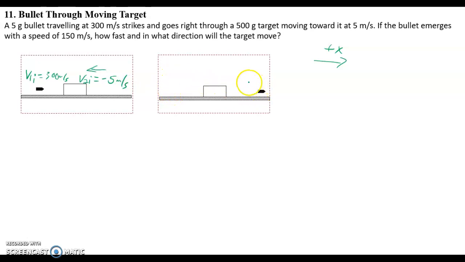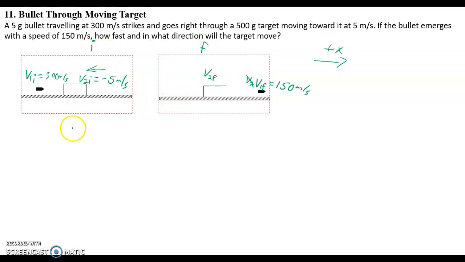The bullet, in this case, though, keeps going. It passes through, but when it passes through, it slows down. And that's V1F. And so that's positive 150 meters per second. And then the target, we don't know. It's hard to say which way the target's going.